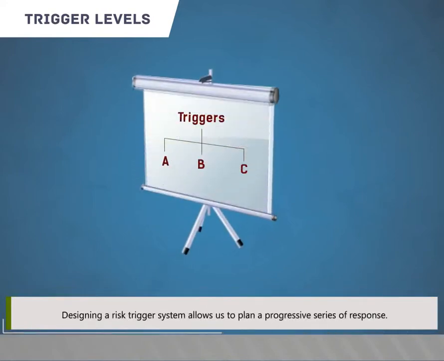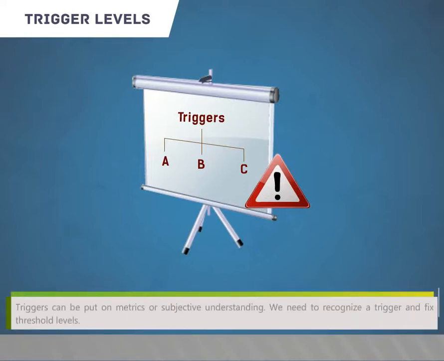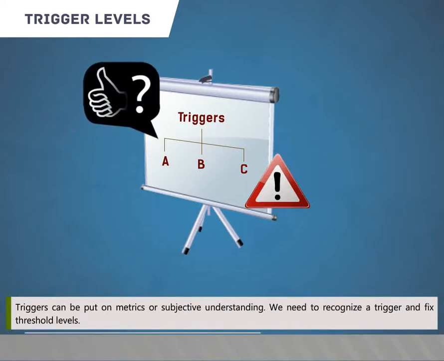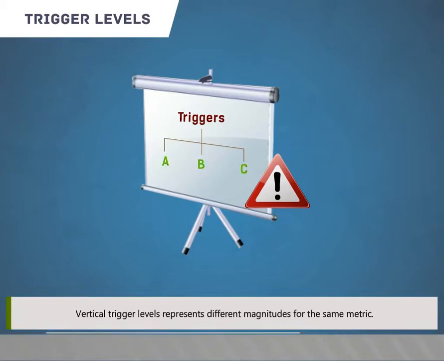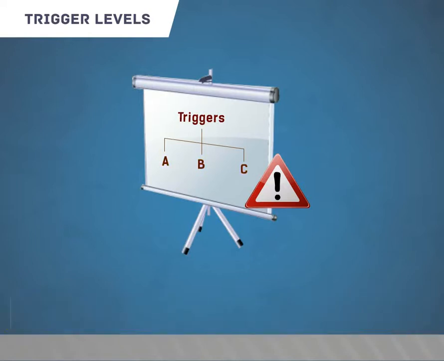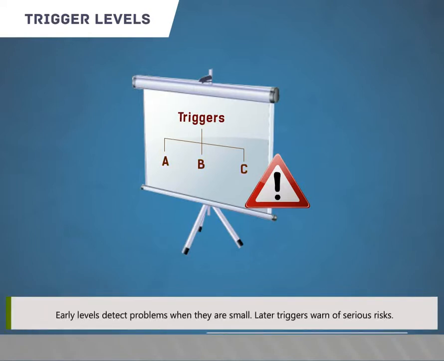Designing a risk trigger system allows us to plan a progressive series of responses. Triggers can be put on metrics or subjective understanding. We need to recognize a trigger and fix threshold levels. Vertical trigger levels represent different magnitudes for the same metric. Early levels detect problems when they are small. Later triggers warn of serious risks.